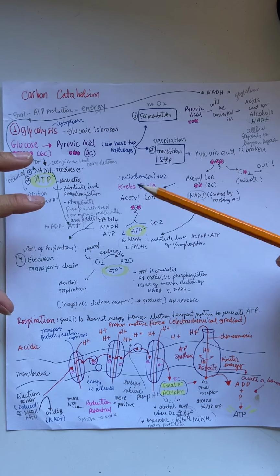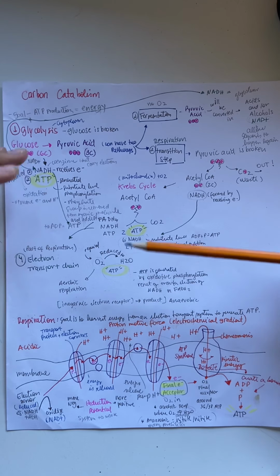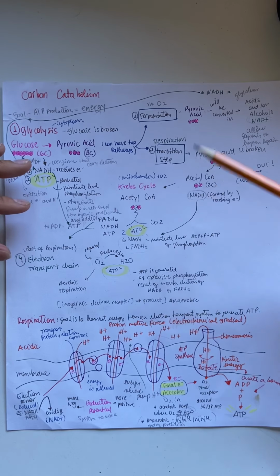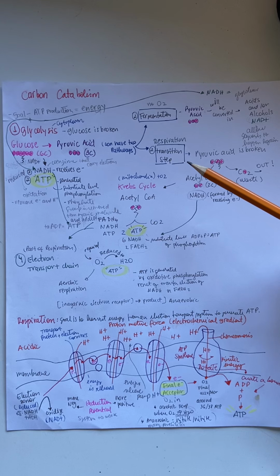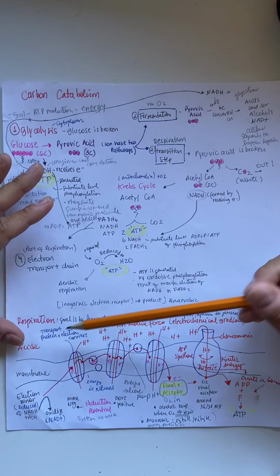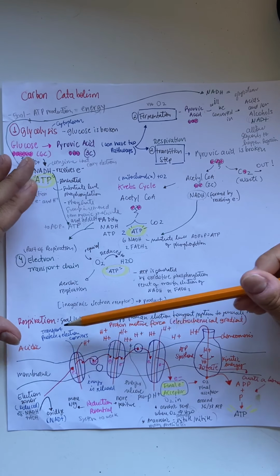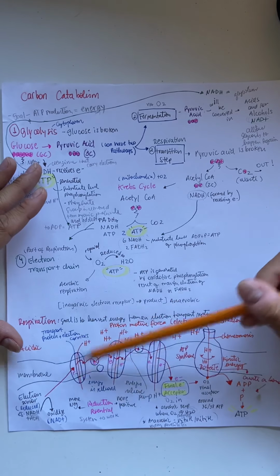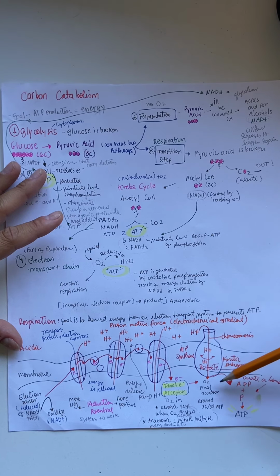In respiration, the goal is to gather energy from electron transport systems to generate more ATP. In prokaryotes, it happens in a membrane within the cytoplasm. In eukaryotes, this process is part of the mitochondria. So here we have a membrane, and we have transport proteins or electron carriers. And here we have ATP synthase.